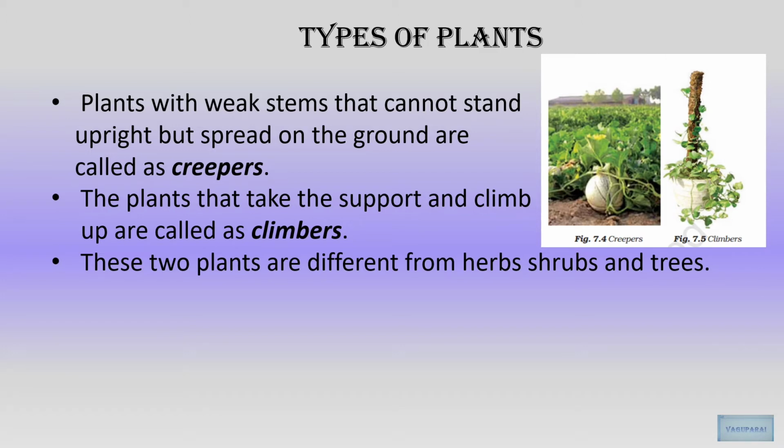There are two other types of plants, the creepers and the climbers. Plants with weak stems that cannot stand upright and which grow on the ground are called creepers. Examples are the pumpkin plant and the watermelon plant. Now, the plants that take the support of another plant or a wall or a rod or a wooden stick and grow upwards are called climbers. For example, the money plant that you have at home. All these are climbers. Now, these two types of plants are a little different from the herbs and shrubs.